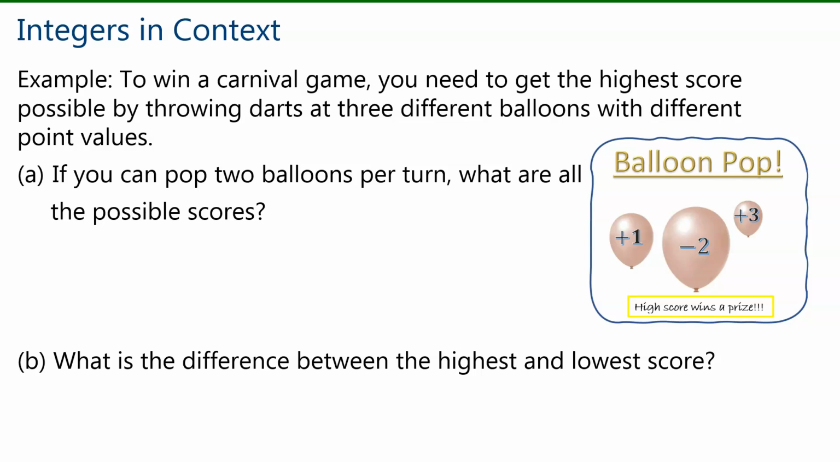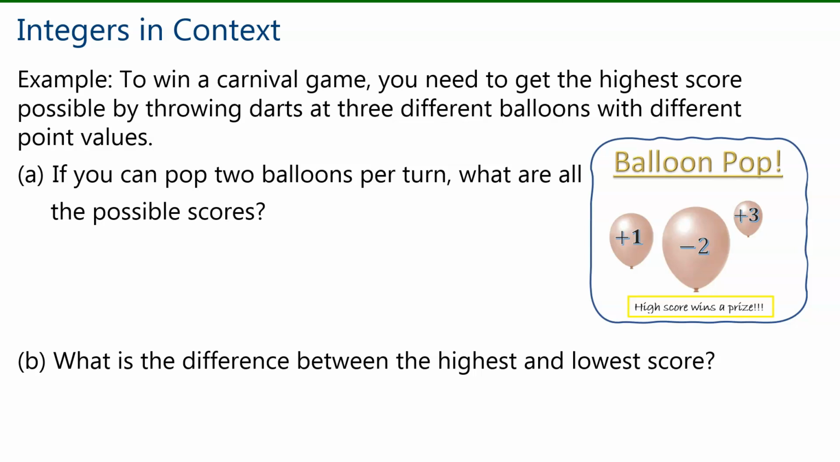So in this first example, it says to win a carnival game, you need to get the highest score possible by throwing darts at 3 different balloons with different point values. Now I can see in the diagram that the smallest balloon is worth 3 points, the medium size is worth 1 point, and the largest balloon is -2. Now A says if you can pop 2 balloons per turn, what are all the possible scores?